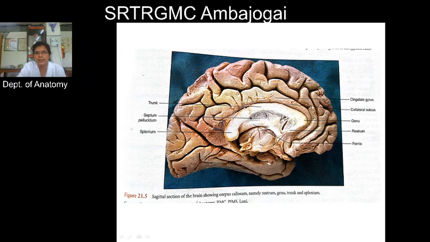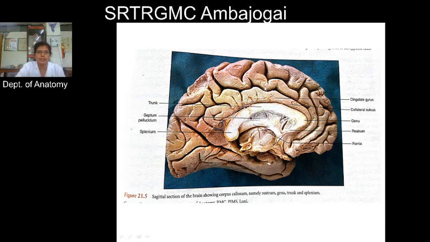So this is the medial surface of the cerebral hemisphere, and it is present between the superomedial border, and inferiorly the inframedial border. In between these two borders this medial surface is present. It is a flat vertical surface, and it is separated from the medial surface of the opposite cerebral hemisphere by the longitudinal fissure and the falx cerebri.